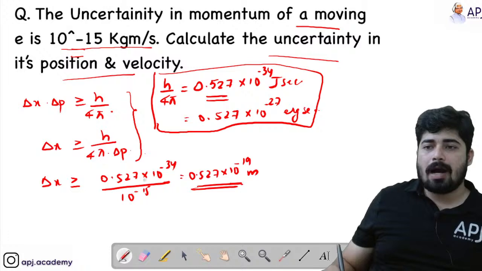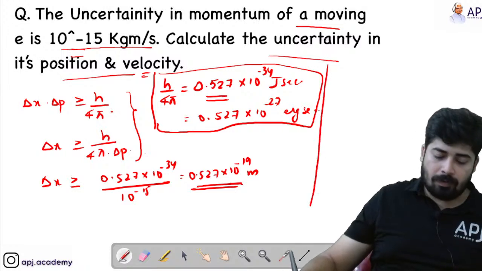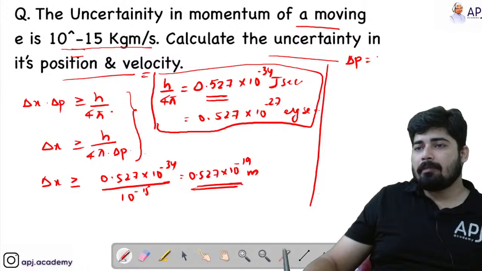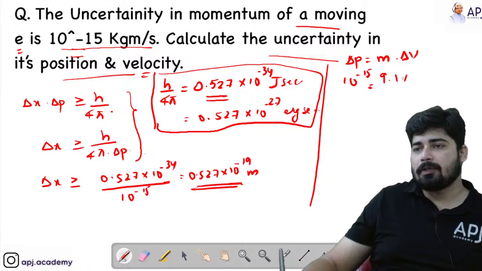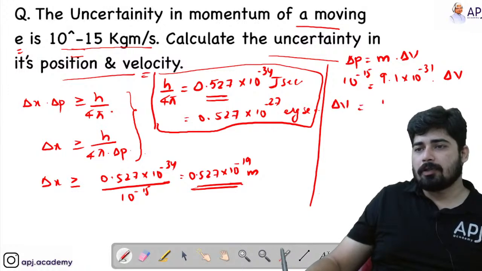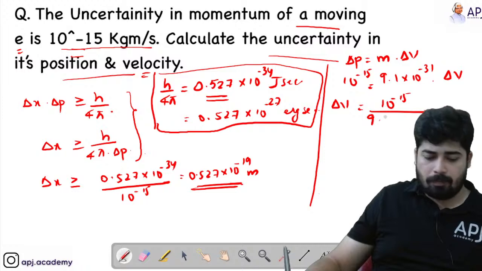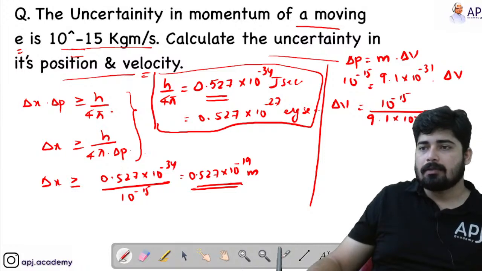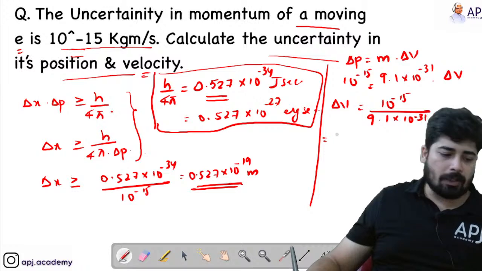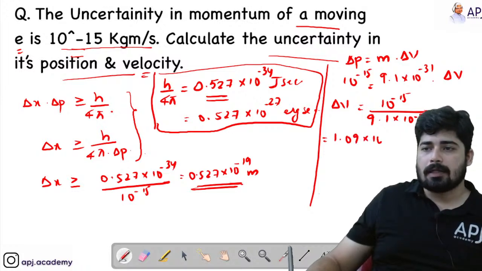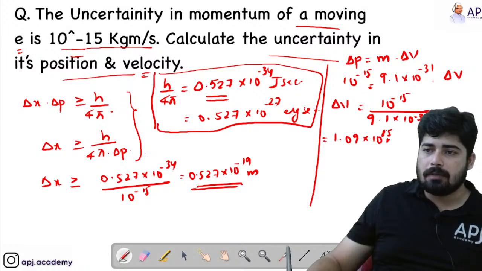And we are also asked to find the uncertainty in velocity. How to find it? We know that Δp = mΔv. Δp is 10^-15. Since it is an electron, we know the mass: the mass of an electron is 9.1 × 10^-31 kilogram, times Δv. So Δv = 10^-15 divided by 9.1 × 10^-31, in meter per second. So the value of Δv will be 1.09 × 10^15 meter per second.